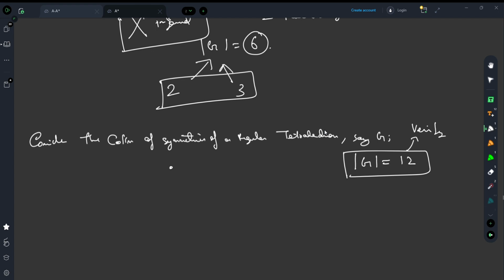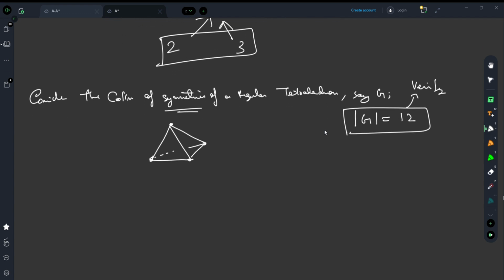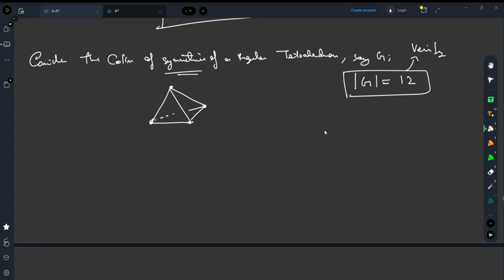A tetrahedron is sort of a polyhedron of this form. Yeah, it's sort of a three-dimensional triangle. Verify this out, that the collection of all symmetries of a regular tetrahedron comprises only 12 elements. That is, there are exactly 12 distinct symmetries of a regular tetrahedron. Okay, let's go step by step. So the order of G is 12.